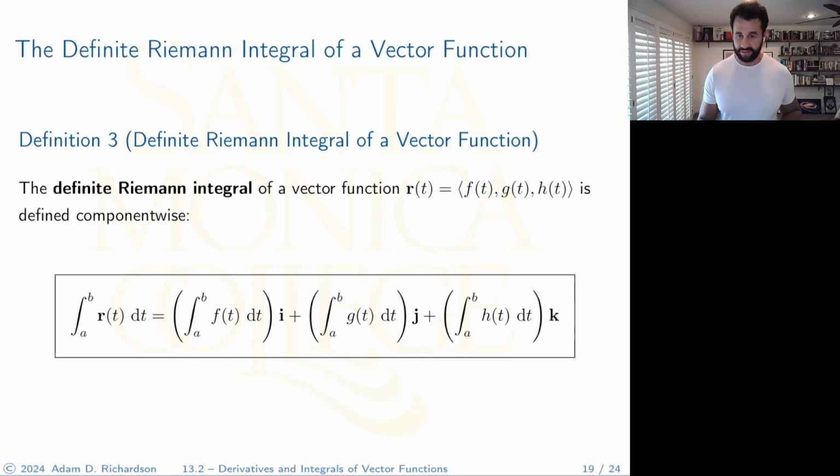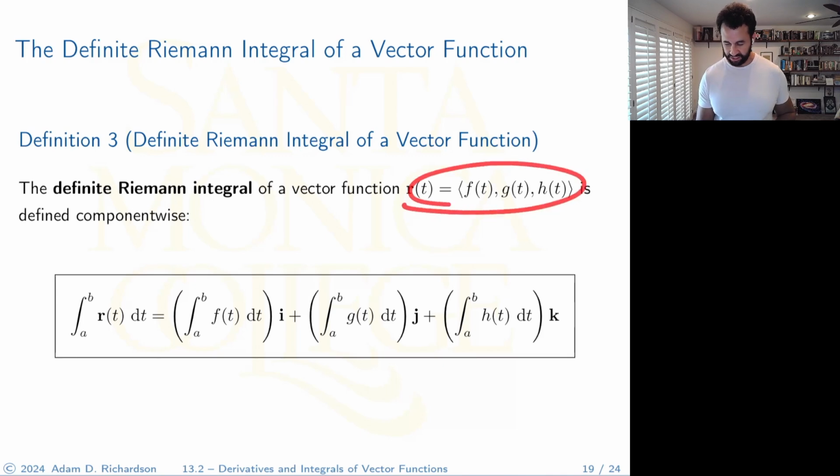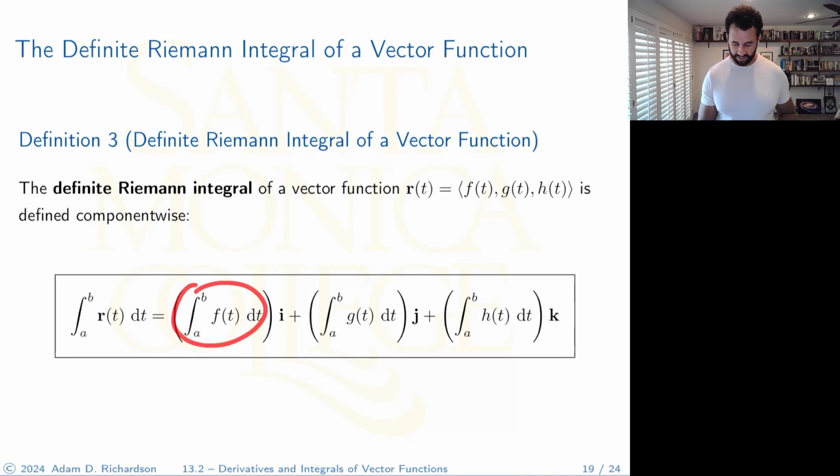So definition here: if your vector function is given by these component functions, and you want to do the definite integral from a to b of r of t, then do the definite integral of each one of those component functions, as long as they are integrable themselves. Yeah, if one of these functions is not integrable, then you obviously could not compute the integral of the vector function that has those as components.